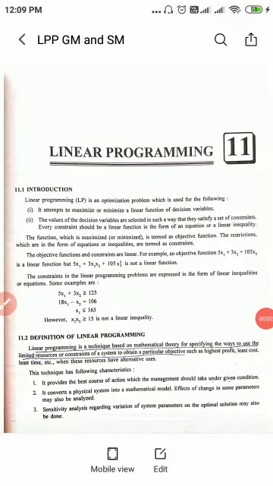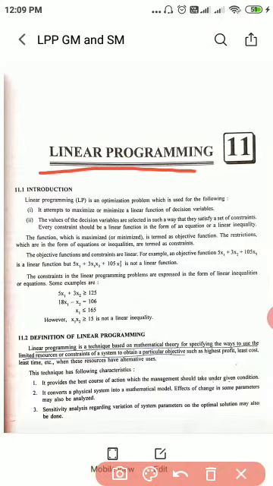Hello everyone. Today we are going to discuss linear programming problem by using graphical method.